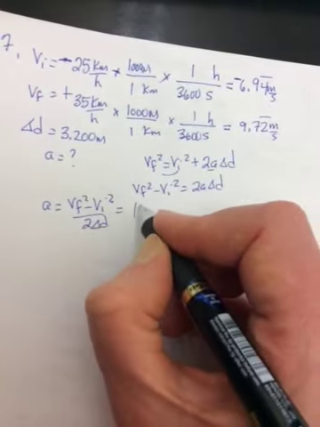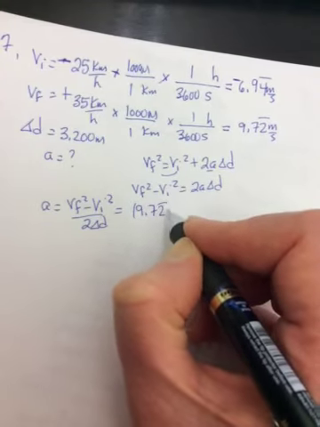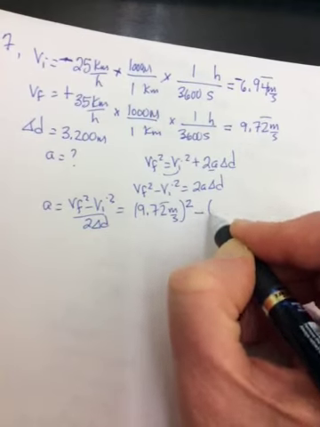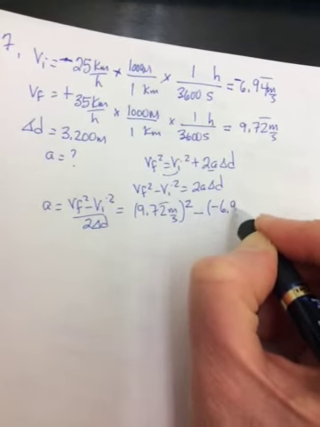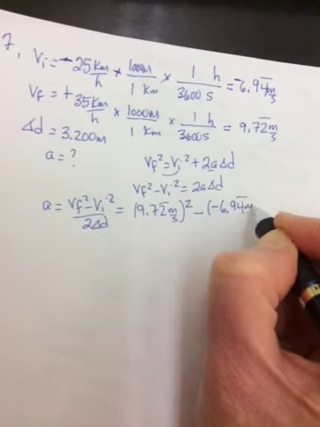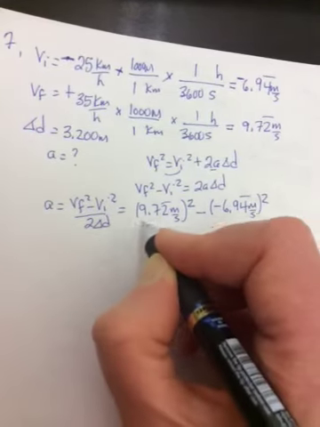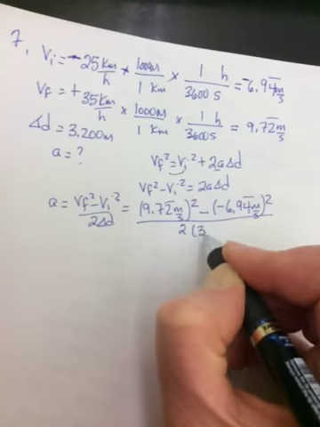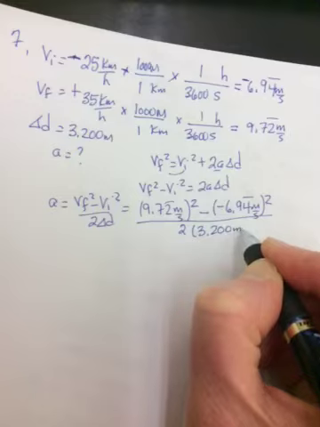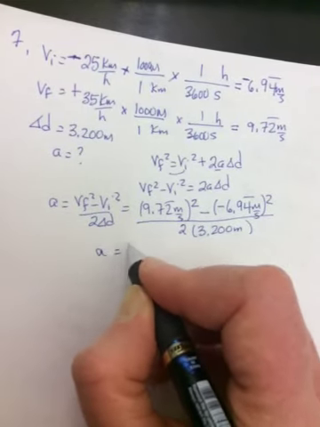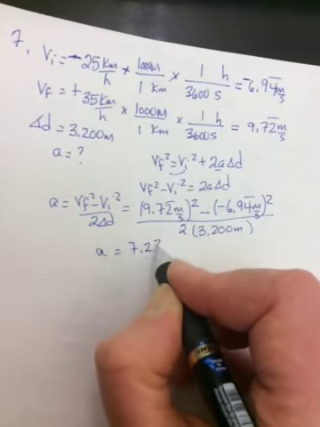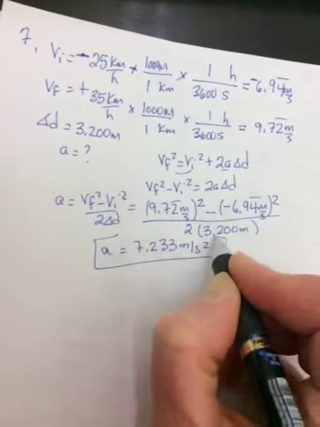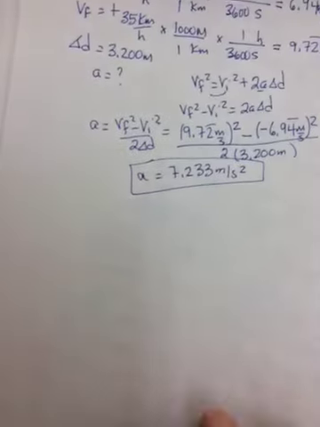VF was the 9.72 repeating meters per second squared minus a negative 6.94 with the 4 repeating meters per second squared over 2 times 3.2 meters. And when you do this, you should get an A of 7.233 meters per second squared. Okay, number 7.